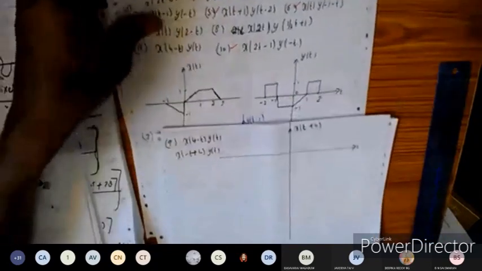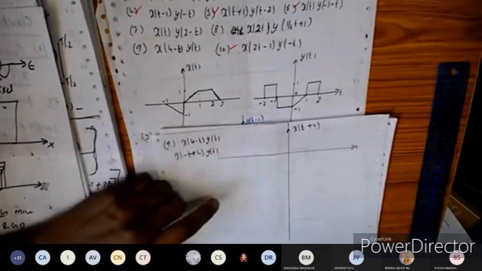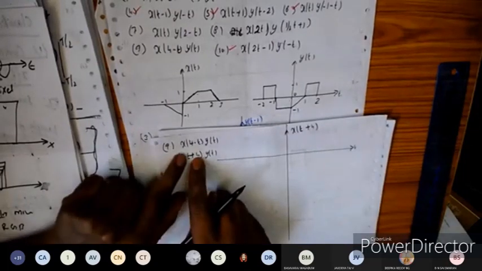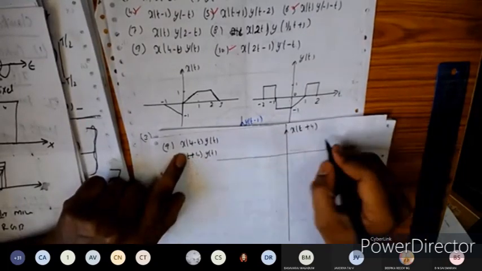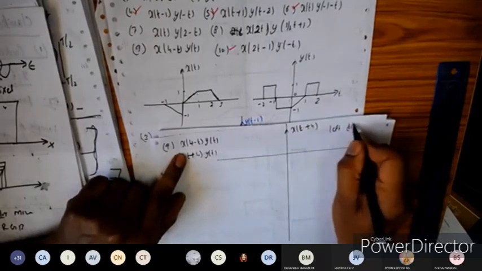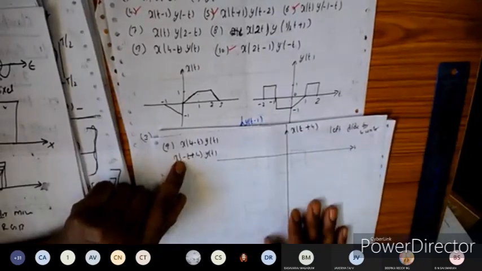I think everyone is following. If you're not following, the video is recorded, so you can see the video. So x of t plus 4, let us perform the shifting here. We'll shift the signal towards the left side by 4 units here.